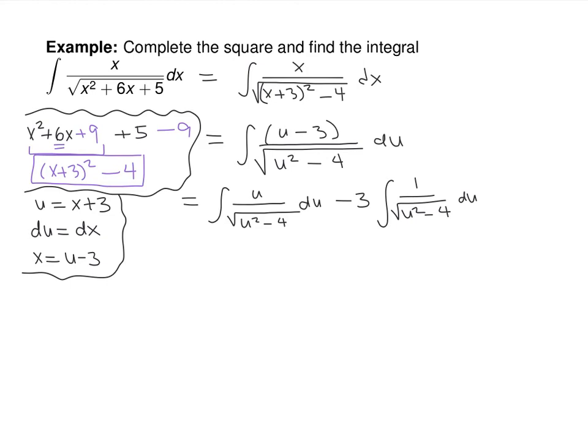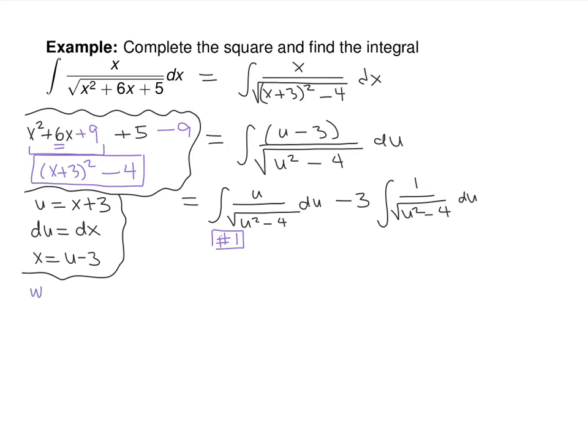Now I'm going to call these integral number 1, integral number 2. I'm going to evaluate each of them in turn in a different color. So this first one I'm going to call integral number 1. Now with integral number 1, you can work that out just using a regular old substitution. I've already used u. I'm running out of letters. I'm going to use w.